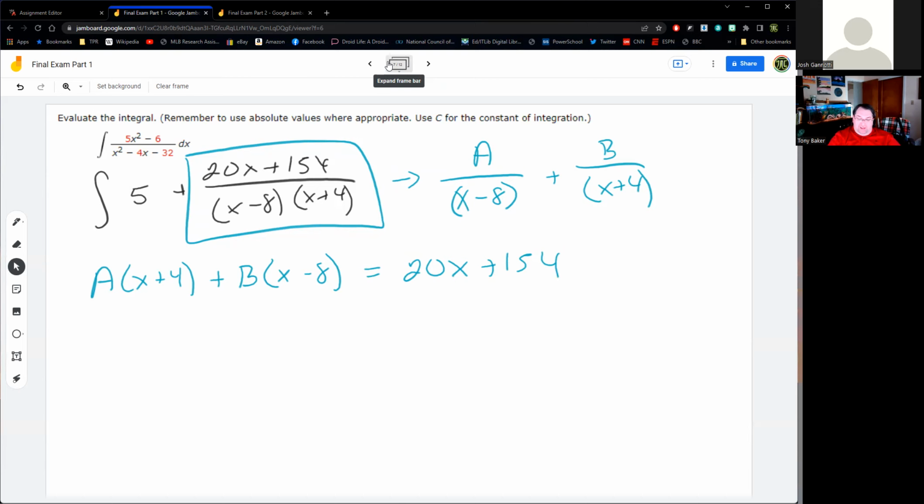So if I make x equals negative 4, I would get negative 12B equals 74. So B equals negative 37 over 6.